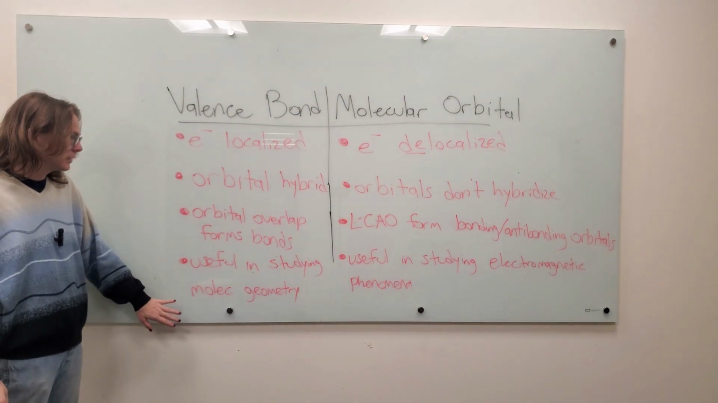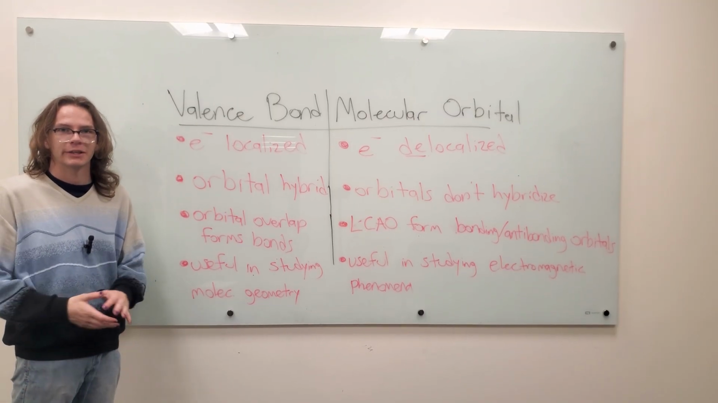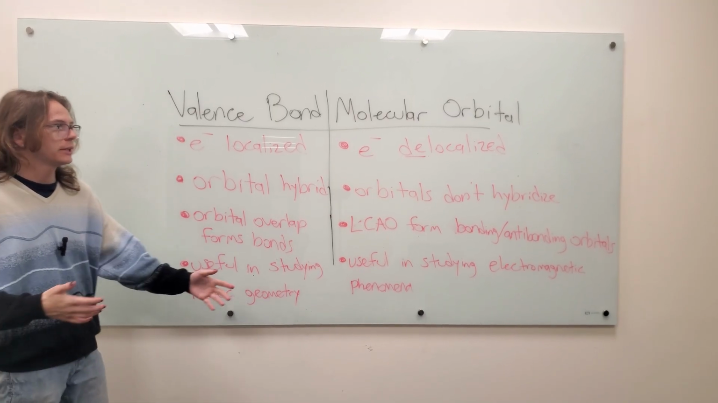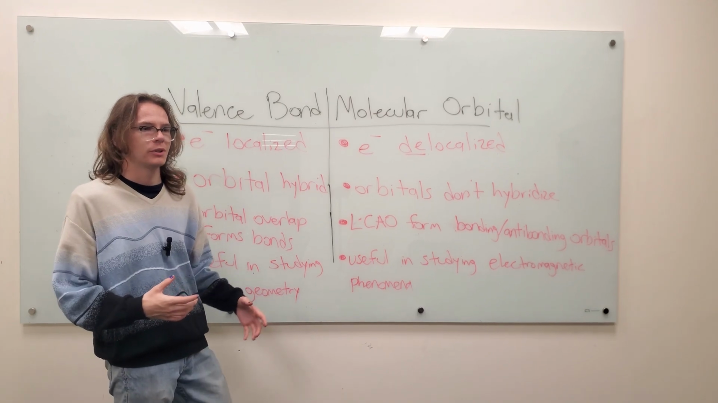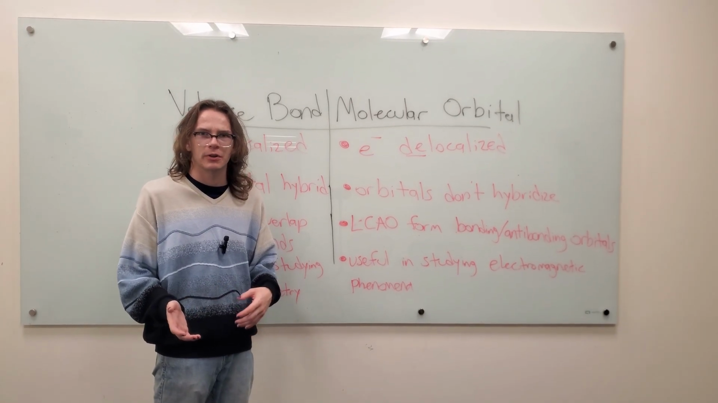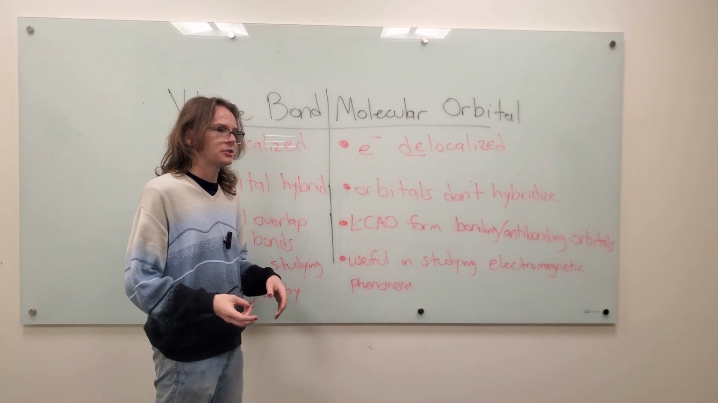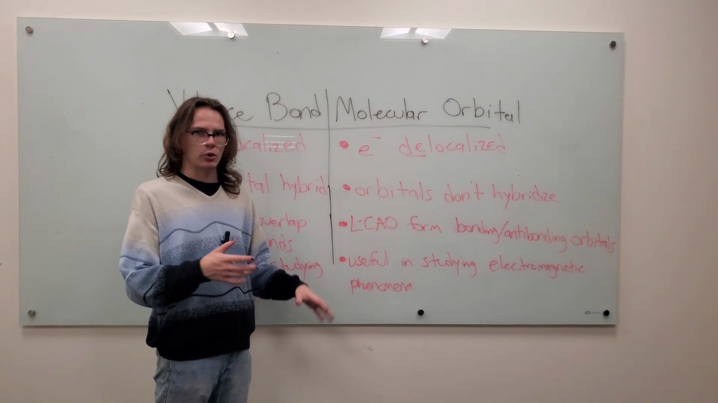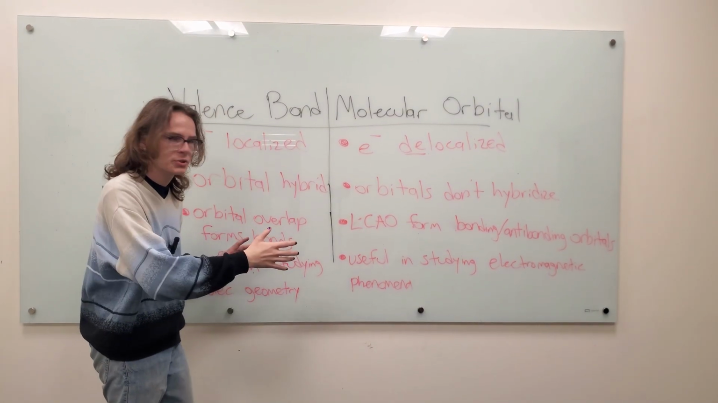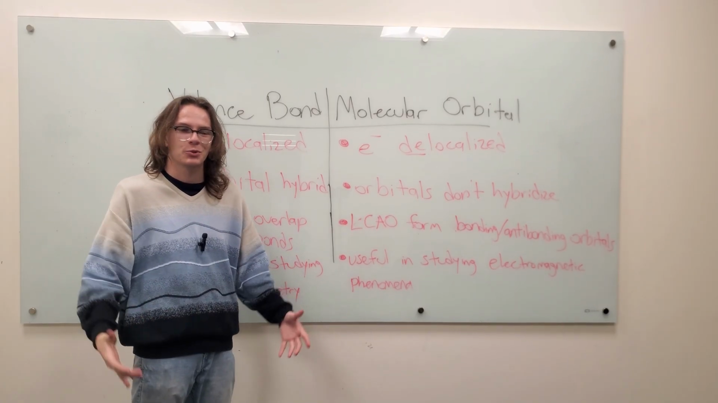And finally, valence bond theory is extremely useful when we are studying something such as molecular geometry, whereas molecular orbital theory is going to be a lot more useful in certain situations, such as when we're studying or analyzing electromagnetic phenomena. One that comes to mind is paramagnetism or diamagnetism. Molecular orbital theory is going to be a lot more useful in that situation, but rest assured, you're definitely going to be using both of these when you are studying chemistry.